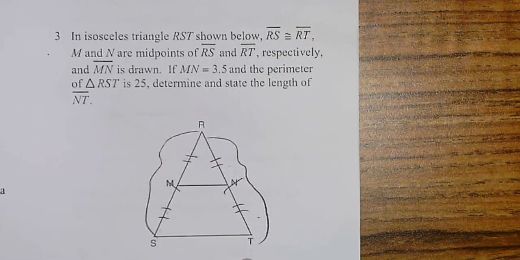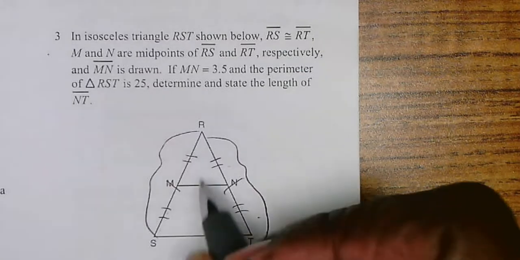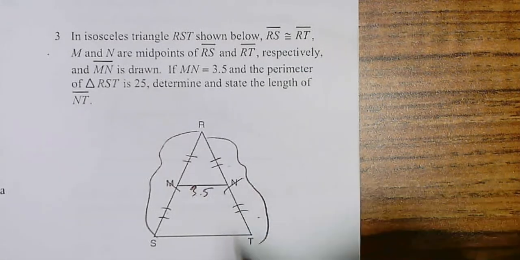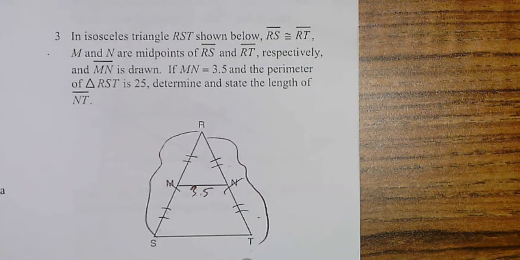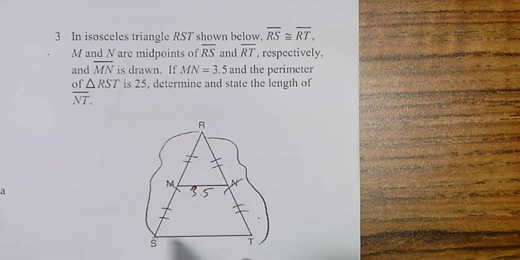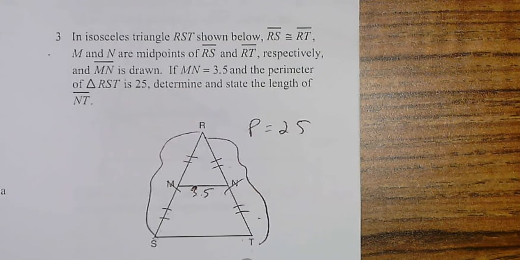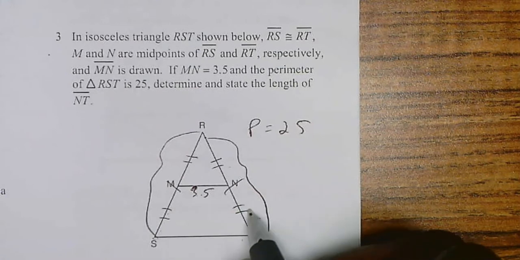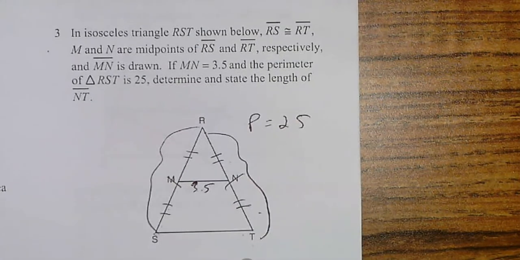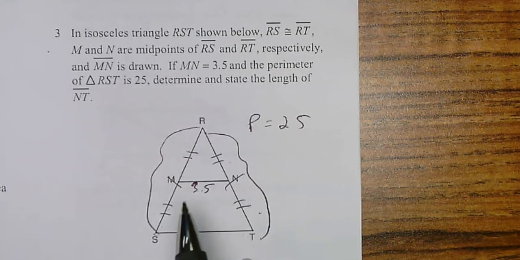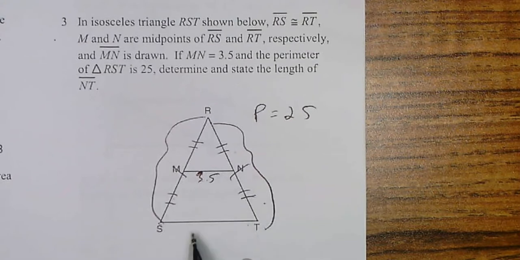And then it says if MN is 3.5, so this part is 3.5, and the perimeter of RST, the bigger triangle, is 25. Right, P for perimeter is 25. Determine and state the length of NT. So NT is this part here. All right, let's go for what we know automatically. What we know is that this is 3.5. We know this has to be 7. So I know that's true.